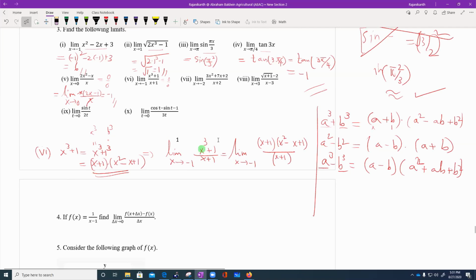What I'm doing here is simply replacing x cubed plus 1 by x plus 1 times x squared minus x plus 1. Now these two are gone, and you will get simply the limit as x goes to -1 of x squared minus x plus 1. Now it is very simple to plug in the value. Simply plugging -1 here, you will get -1 squared minus -1 plus 1. So that is 1 plus 1 plus 1, which is 3. Do you see that?